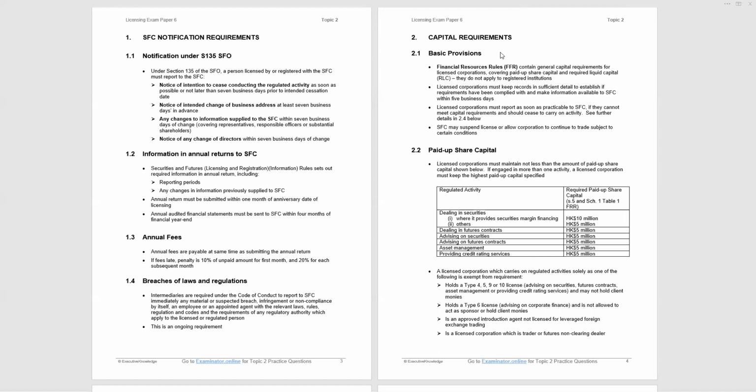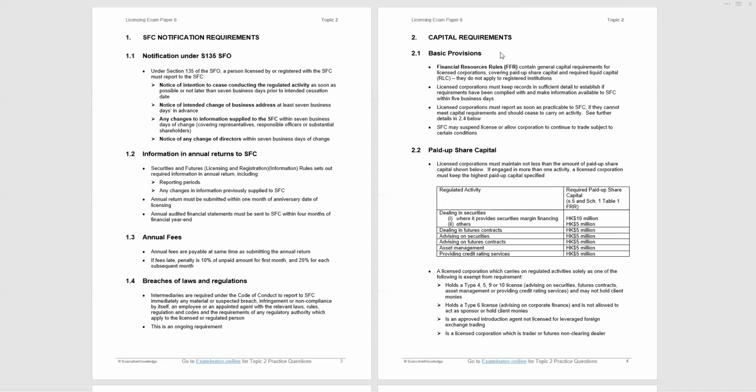So if you intend to cease conducting a regulated activity, for example, dealing in securities or asset management, you must inform the SFC not later than 7 business days prior to the intended cessation. The second 7 days, notice of intended change of business address at least 7 business days in advance. If you're going to change your business address, maybe you want to cut the rental cost, you've got to give 7 days notice to the SFC.